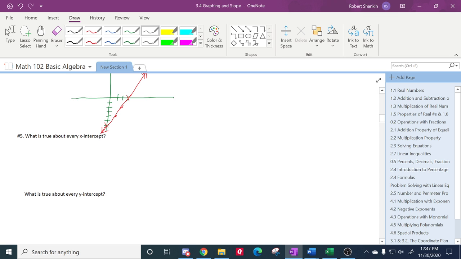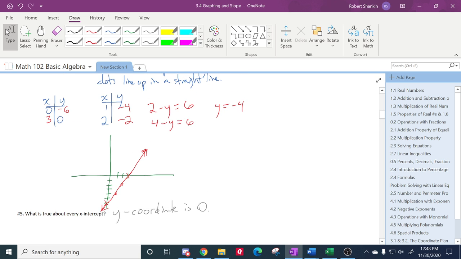Right. What's true about every x-intercept is that the y-coordinate is 0. Now I can demonstrate that. Let's look back over here. Which one of these 2 points was the x-intercept? Well, here's the x-axis. This one was the x-intercept, and that was (3, 0), and its y-coordinate was 0, because the y is the height, and you can't move up or down from the x-axis. So that's the case there.